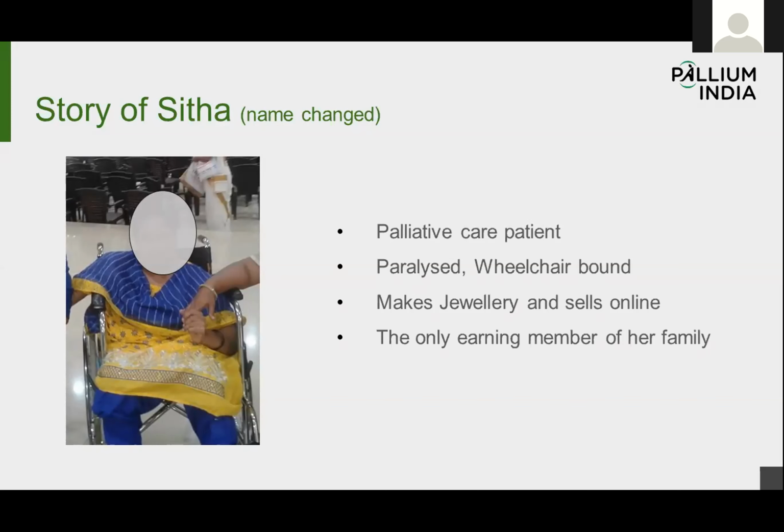Now, how did we get it done? Of course, it was not everything done by Pallium India. The local community got involved. Someone came forward and said, we'll do the modifications for that patient in her house. Once that was done, it was about what they do for a living. Someone came up with the idea of training her to make jewelry, and the volunteers came forward and trained her to do that.